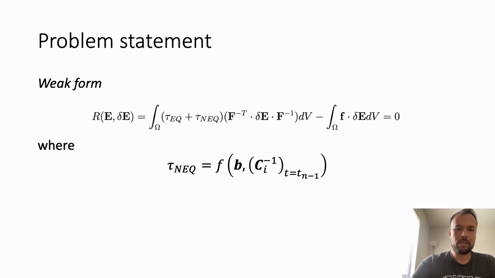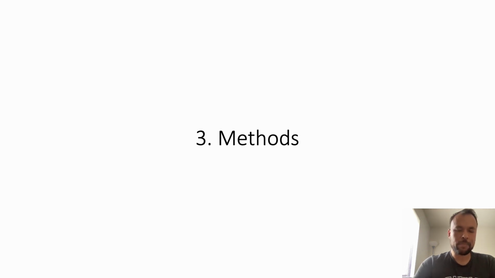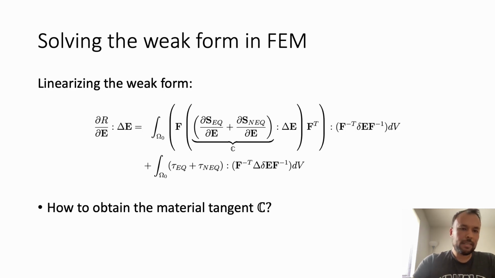And tau NEQ is given in terms of an evolution equation, which is a function of the left Cauchy-Green deformation tensor B. So it's in spatial coordinates, which will become important later on. Okay, going into methods, if we linearize that weak form of the problem, we get this equation here, where this expression inside the parentheses is the blackboard C, or material tangent, and now the problem is how to obtain that.